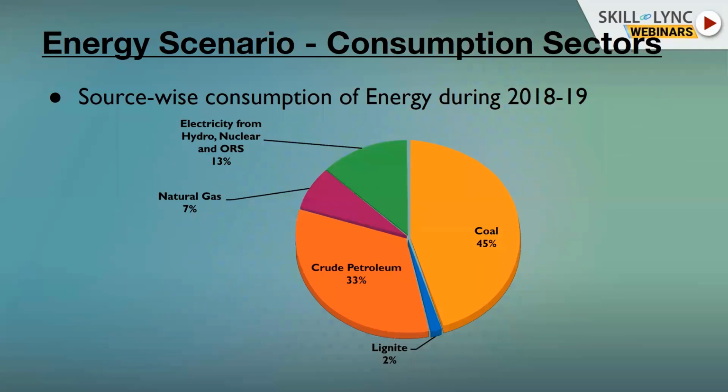You can see here the source-wise consumption of energy during 2018-19, so before 2 years. And here coal plays a major role. Using coal we are producing 45% of the energy, using crude petroleum 33%, using lignite 2%, and natural gas 7%. Electricity from hydro, nuclear and other renewable sources is only 30%.